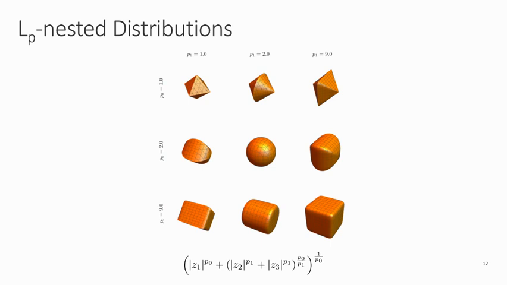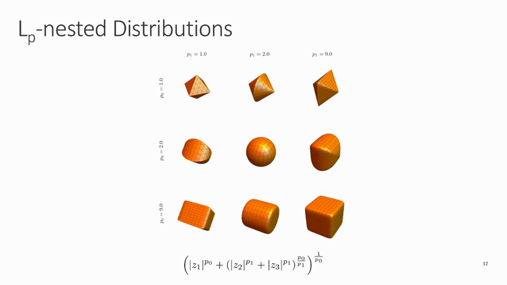Here we visualize the different shapes of isosurfaces that can be obtained with LP-nested functions. By taking a value of 1 for both exponents, we obtain the shape of a multidimensional Laplace distribution, as depicted in the top left. Taking a value of 2 for both exponents results in the Gaussian distribution, as you can see in the middle. For large exponents, the shape converges towards the uniform distribution.